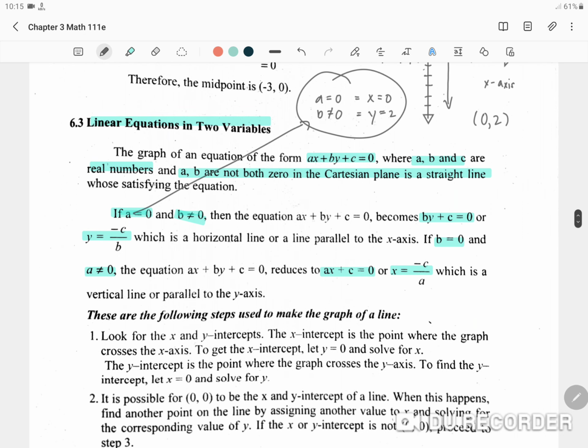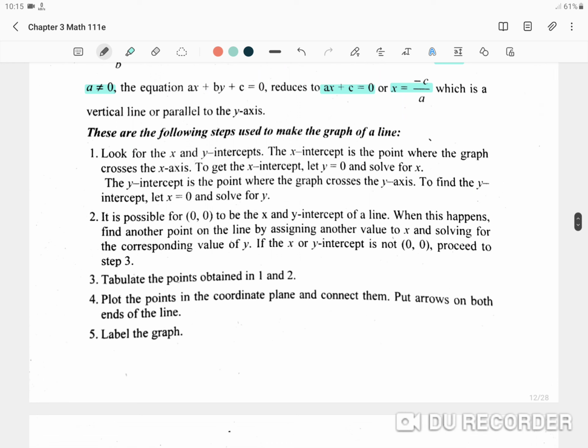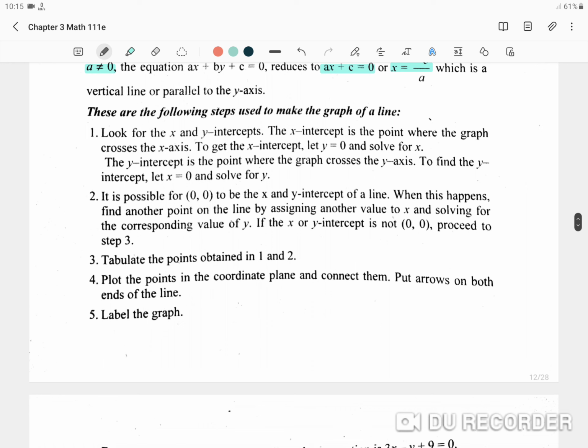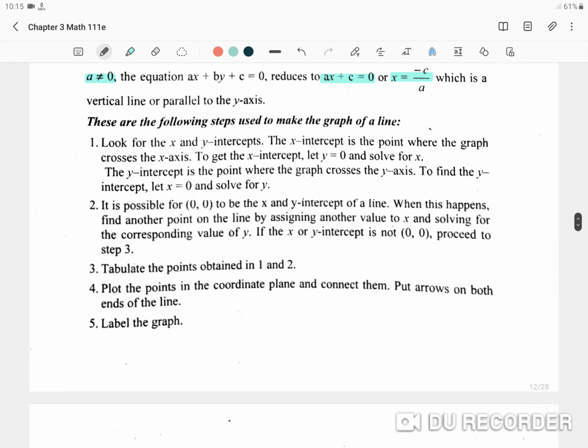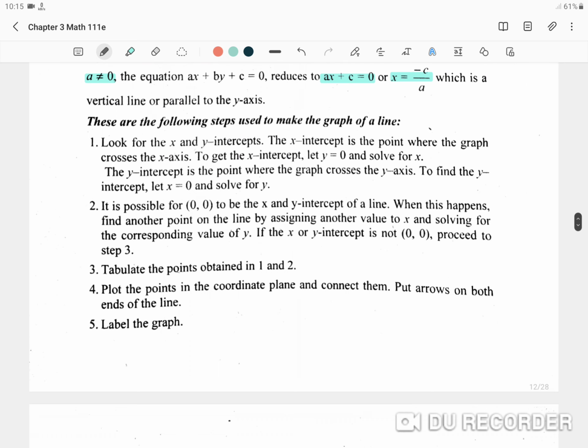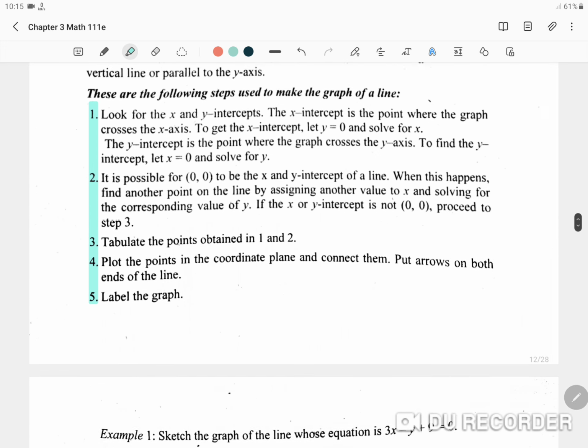Okay? So, let us proceed with the steps that we need to follow to make a line in the graph. Actually, I already demonstrated kung paano yung gawin, pero dito, we have the following steps to make it clearer. So, highlight natin, we have steps 1 to 5.